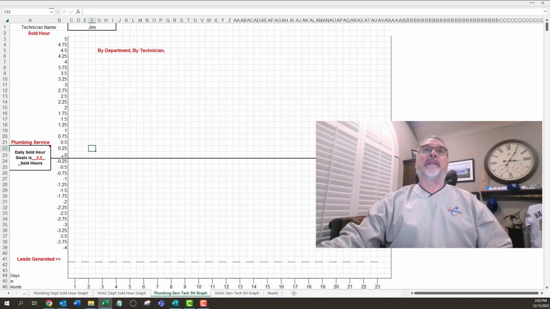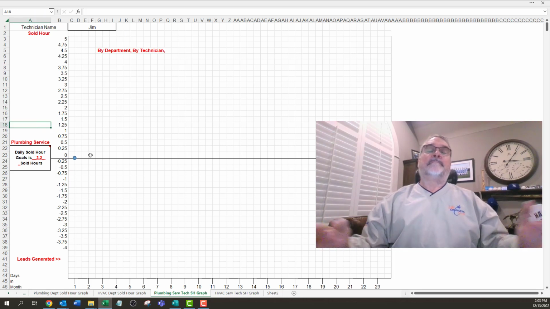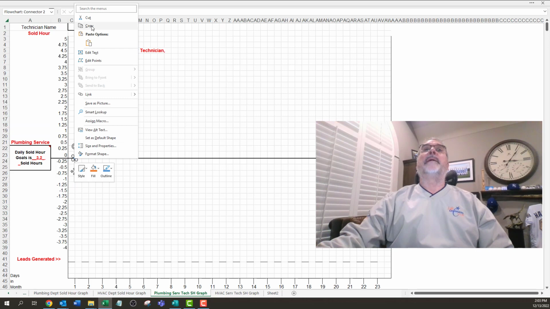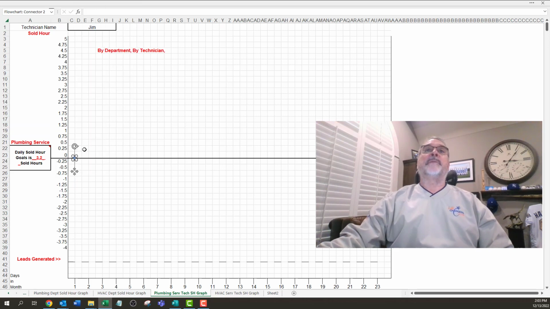Now understand that this line, 0, equals 3.2 hours. So in this case, let's say day 1, the technician sold 3.2 hours. You would put a dot right here on the line, and that's where he hit. So he hit his target. Now, what does he do tomorrow? Let's copy that, and let's say he jumps up to 4 sold hours.